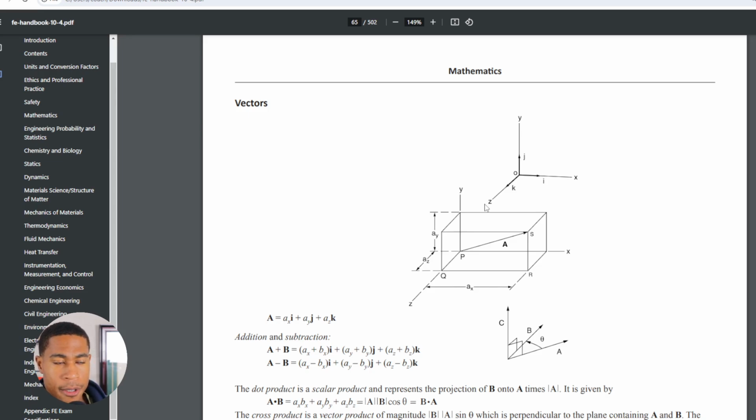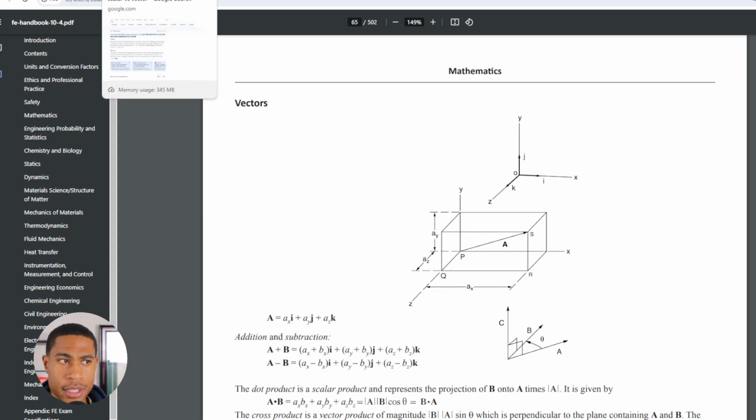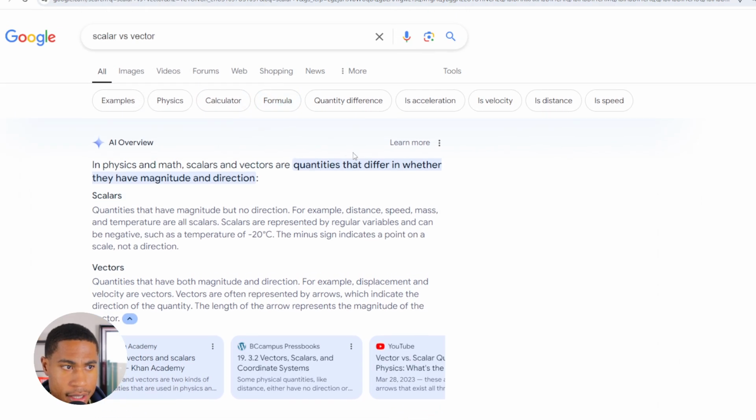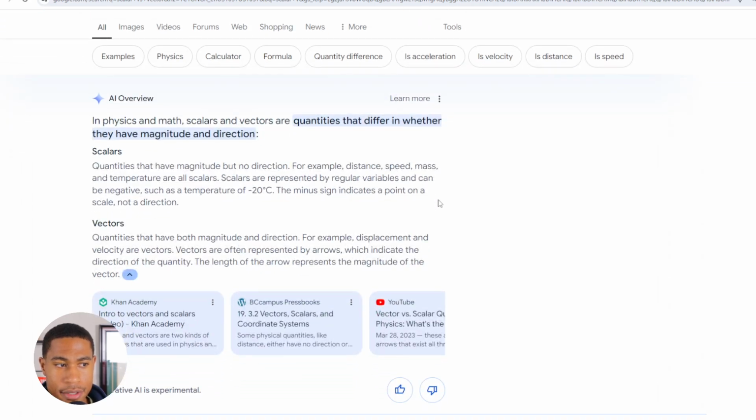So what is a vector? Well, a vector ultimately just measures the direction and magnitude of a particular quantity. So you have vectors and you have scalar quantities. And so I want to share with you the difference between those two, because this could be something conceptual that you get asked. So I'll give you some examples to kind of put things into perspective.